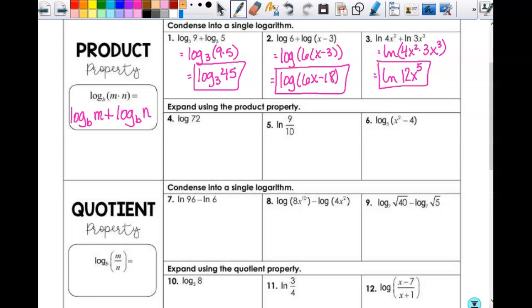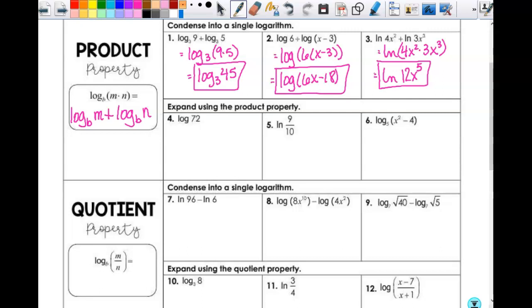If I get bases that are different, then I can't combine them. Does that make sense? So if this was log base 2 and log base 3, then that is as simplified as I can get it. It's a good question. And notice on 1 and 3, I don't need parentheses, but I need parentheses on number 2. So make sure that you use them for the argument when you need it.